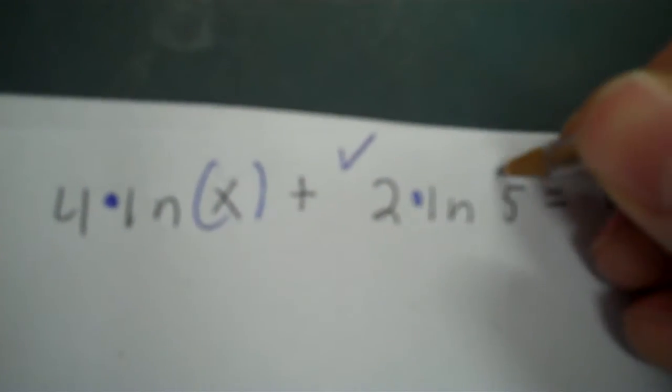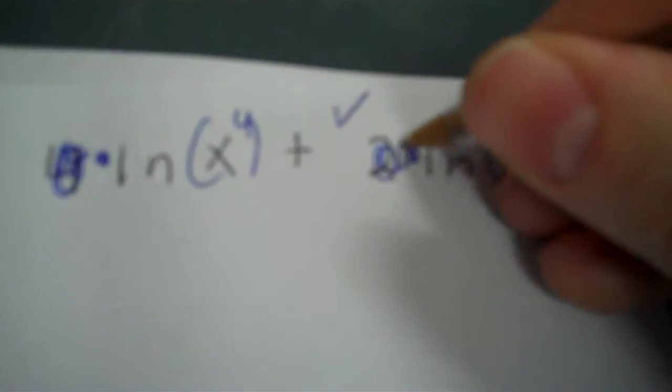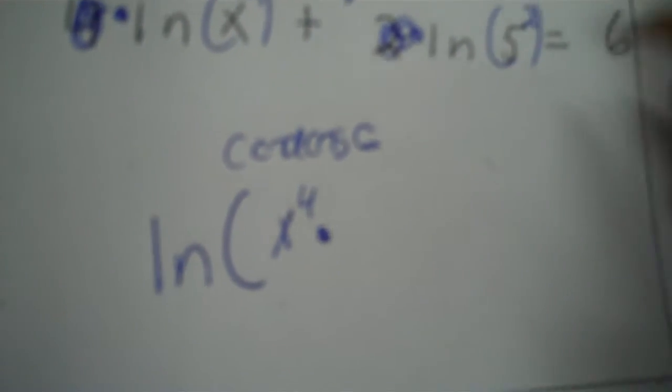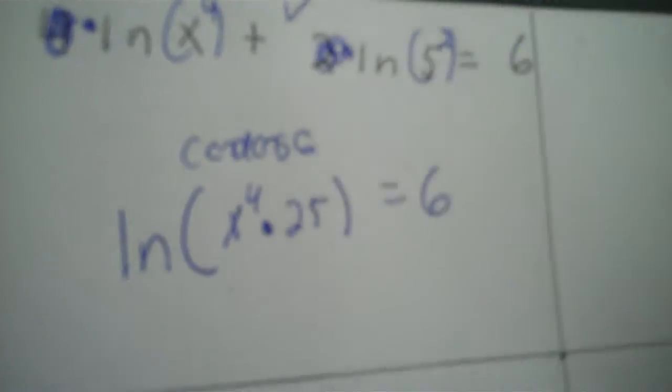Okay, I see two ln's, 4 times the natural log of x plus 2 times the natural log of 5. Get these multipliers as exponents, okay? That's how that works. Okay, then you use your condensing rules. So ln, and you go x to the fourth, and it's a plus, so it's going to be times, not divided by, like the last one. 5 to the second, just put that as 25. That obviously needs to be simplified, then equals 6.